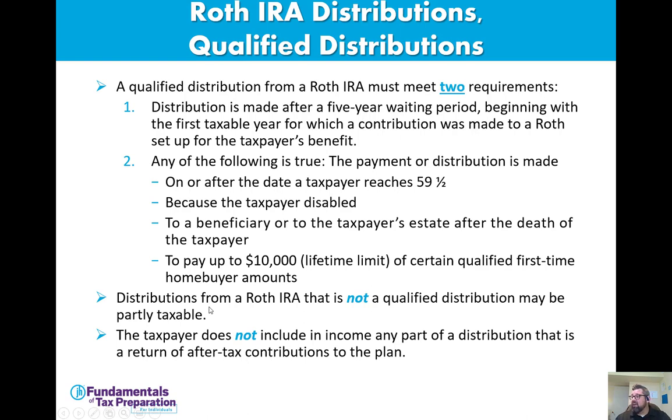Distributions from a Roth IRA that are not qualified distributions may be partly taxable. There's also, in all likelihood, a penalty for taking that out.